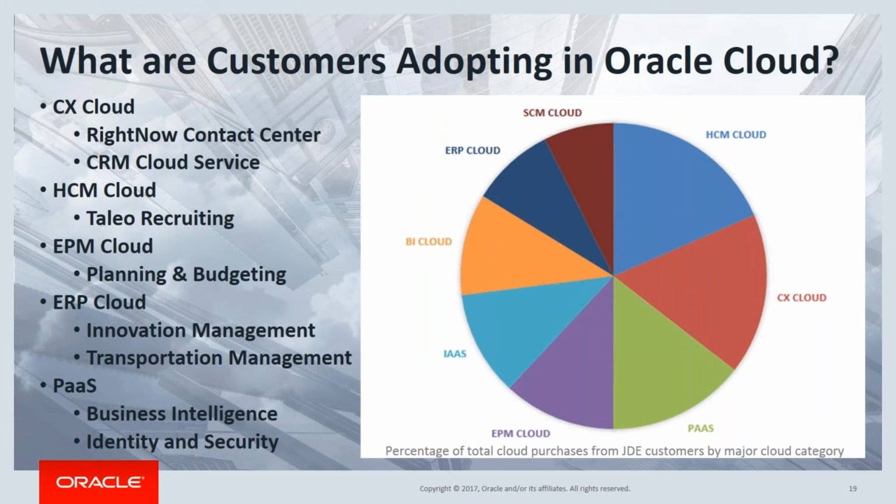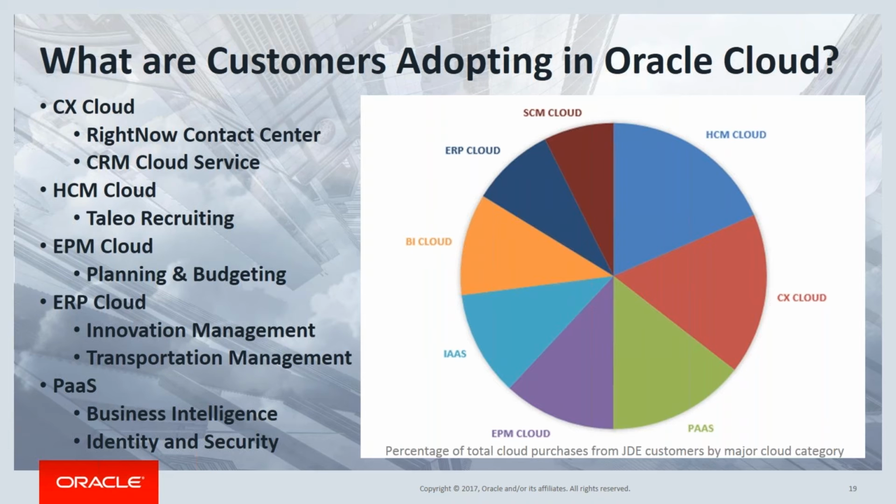So this is an example. On the left side are some of the products. Taleo Recruiting happens to fall into that HCM cloud model that I just talked about. Down in the PaaS model at the bottom, that's where the mobile solutions reside for operational and security control.